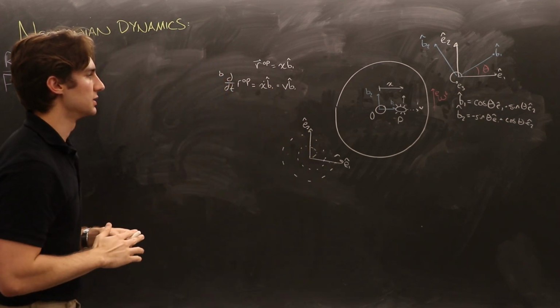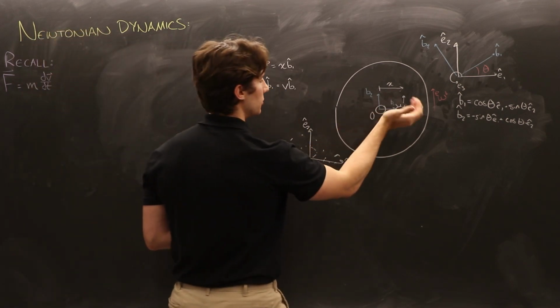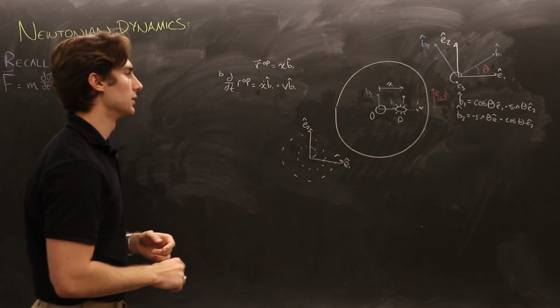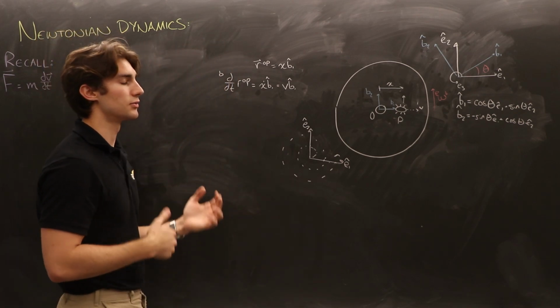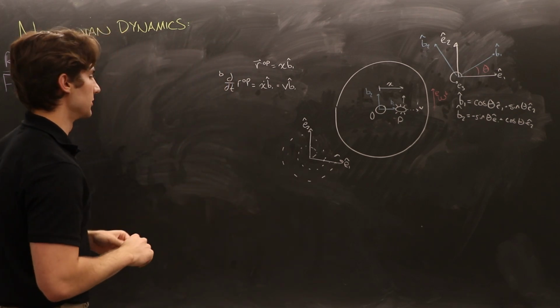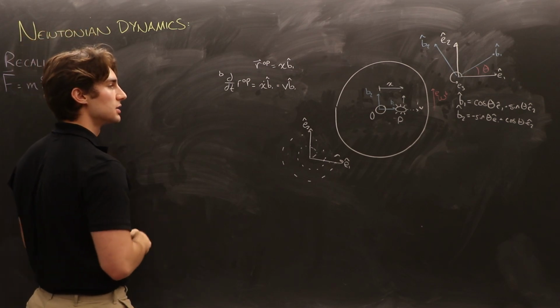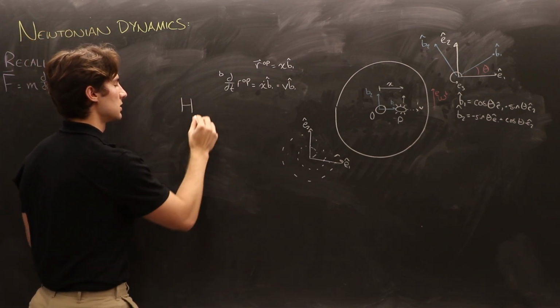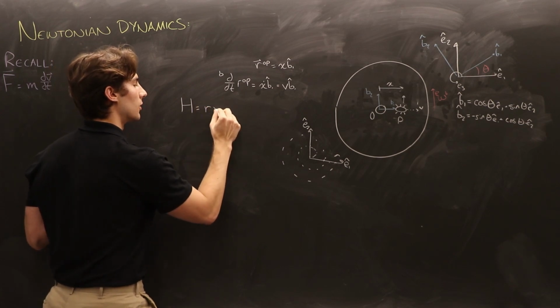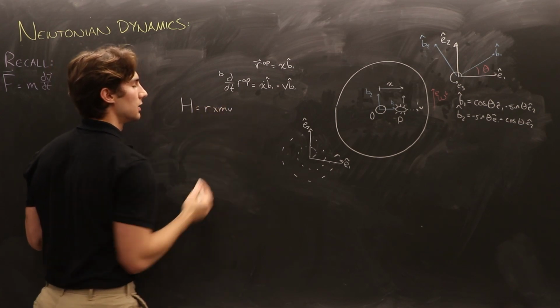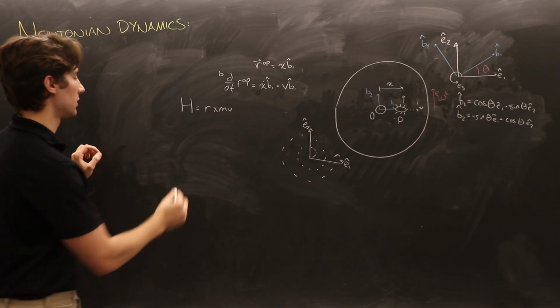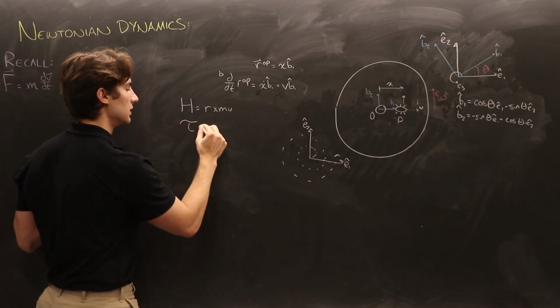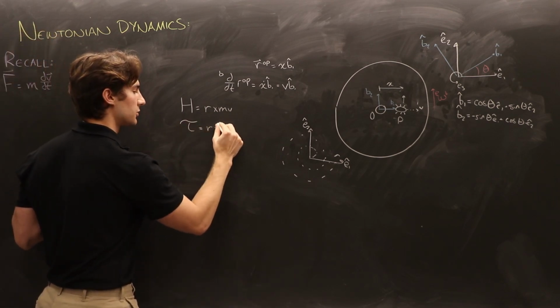So now what we're going to do is take into consideration this angular rotation effect. And the way that we can go about that is think of other examples of rotation that we've seen in basic mechanics. So let's take, for example, our angular momentum, which we'll call h. We know that is r cross mv. And say, for example, our torque, another similar rotational quantity, is just r cross f.